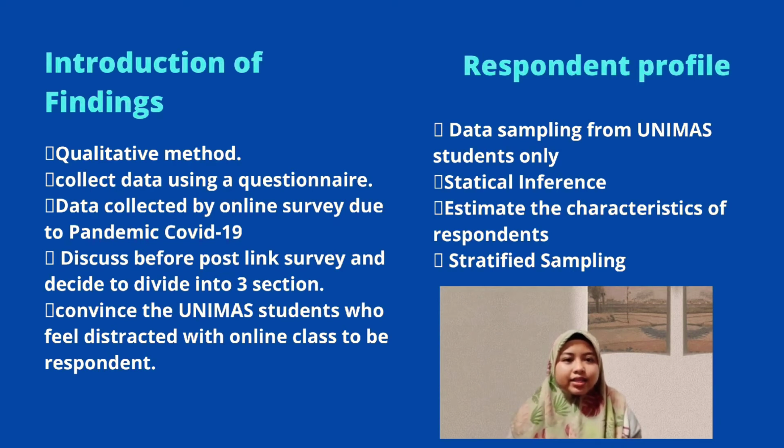There were 45 respondents that answered this online survey. We collect the data by targeting the population, which is students from UNIMAS only who can answer the survey. Using statistical inference, we estimate the characteristics of respondents, which is only degree students from any faculty in UNIMAS to answer the survey. Besides, we also use stratified sampling. For this mini research, we decided to divide sections, which are section A and section B.